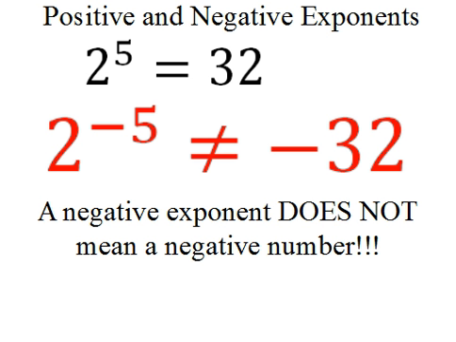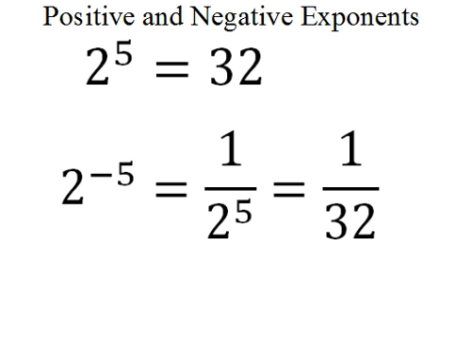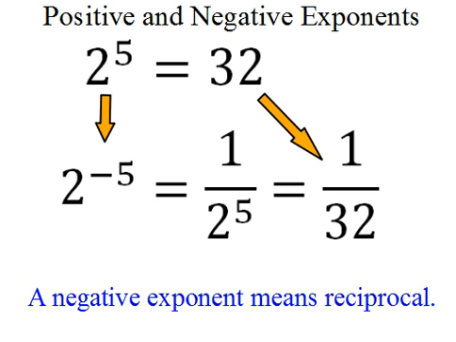Instead, it means reciprocal. 2 to the negative 5th means 1 over 2 to the positive 5th. So you basically just do the reciprocal of 2 to the negative 5th, and then the negative sign drops off. So notice how both answers remain positive. 2 to the 5th is 32. 2 to the negative 5th is just 1 over 2 to the 5th, or 1 over 32. Both answers positive. Again, a negative exponent means reciprocal. It does not mean a negative number.